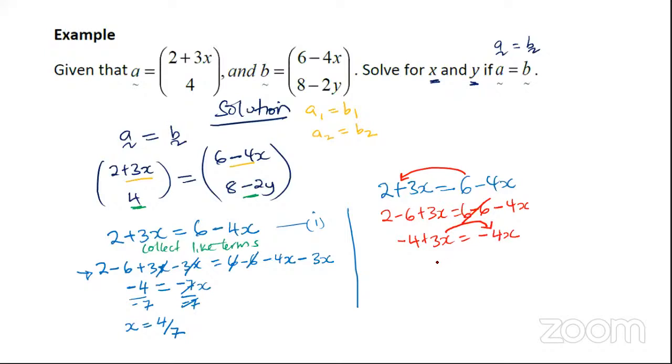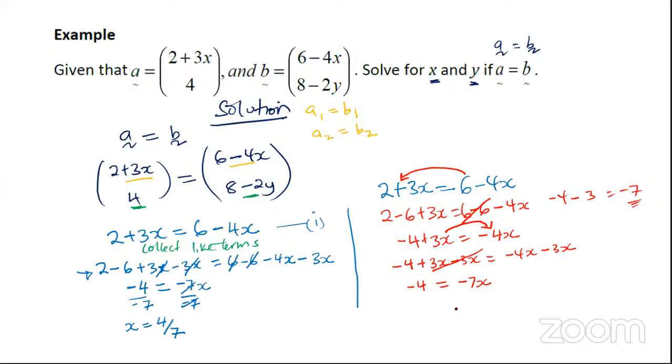So what do we do? We now also subtract it on both sides. So you have minus 4 plus 3x minus 3x equal to minus 4x minus 3x. So therefore, you'll have eliminated this one also. So you remain with minus 4 being equal to, when you get minus 4 minus 3, this is minus 7. That's minus 7, so therefore, you'll get minus 7x.